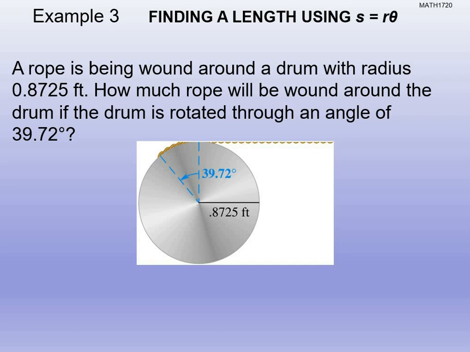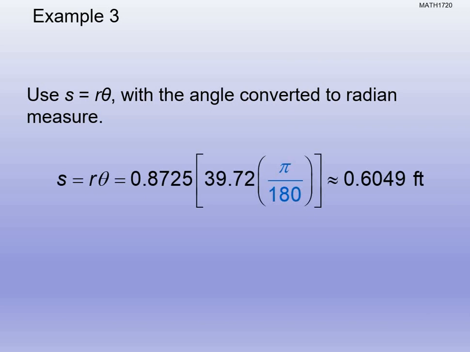I have a radius, and I have a theta, but that theta is in degrees. So your first instinct is to take 39.72, multiply it by pi over 180 to make sure I get my theta, and then multiply that by r. This one shows the complete step all in one: 39.72 degrees times pi over 180, and then the r is 0.8725. So we're multiplying those out. The approximate amount of rope that we're going to use is 0.6049.